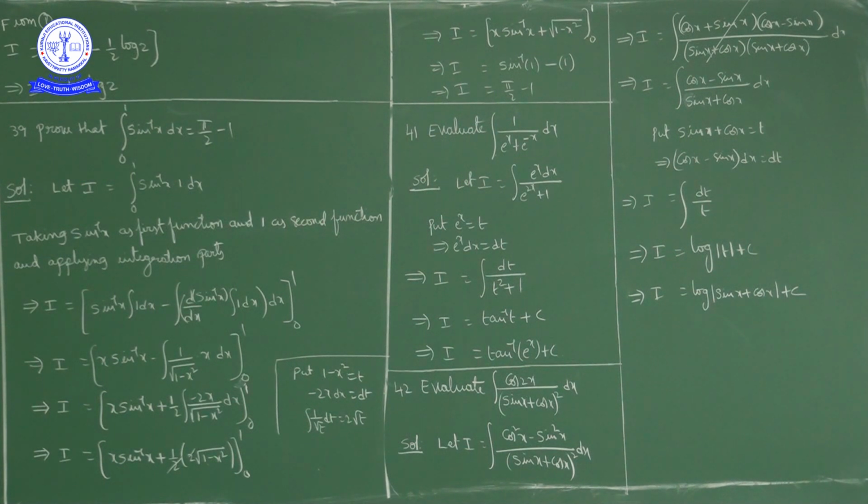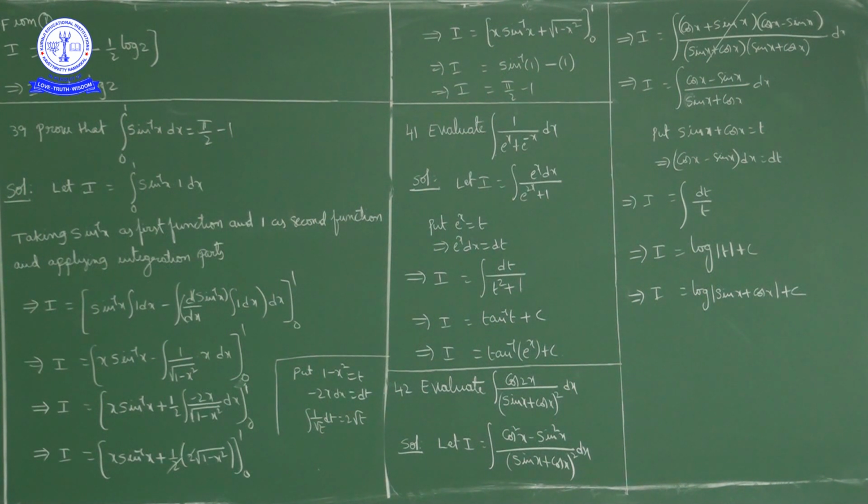Okay, integral 1 by t dt. Integral 1 by t is what? Log mod t. So log mod t plus c. What is t? sin x plus cos x. So I is equal to log mod sin x plus cos x plus c. Okay, that is the final answer.